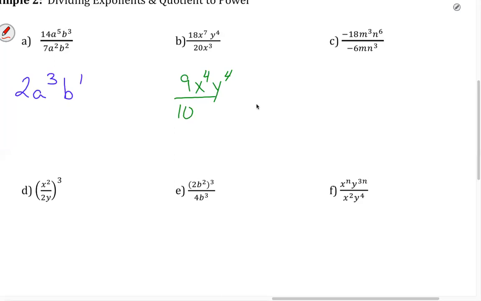Mr. Emmy, what's -18 over -6? Isn't it +3? 3. Now, what's m to the 3rd over m, Mr. Emmy? So remember, we subtract the exponents, so it's 3 minus 1, m to the second. And n to the what power? 9. Well, remember, we're subtracting, 3 minus... 3. All right.